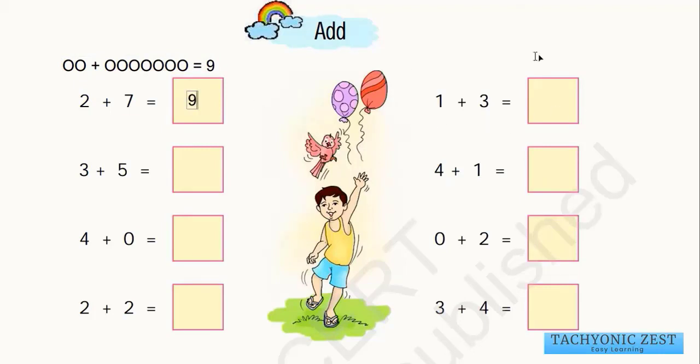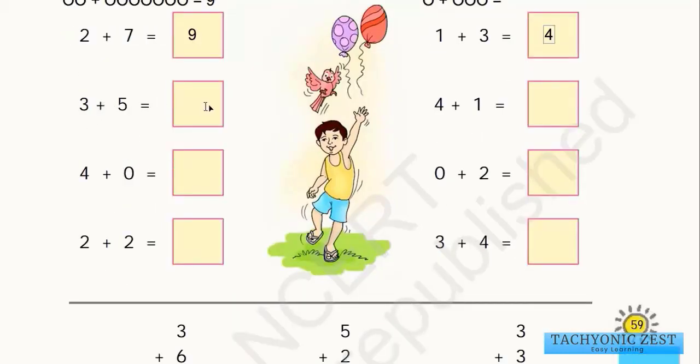Okay, next it is saying 1 plus 3. So now 1 plus 3 is equal to how much? To solve this, first we will draw one ball, then plus how many balls? Here it is written 3. So we will draw 3 more balls: 1, 2, 3. What is the total number of balls we get? To find that, we will count all the balls together: 1, 2, 3, 4. So we get 4 balls. So the answer here is 4.